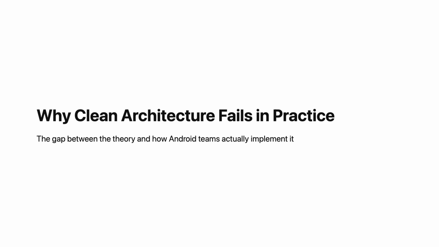If you have been in Android development for more than a year, you have almost certainly encountered clean architecture. It is everywhere: tutorials, conference talks, blog posts, GitHub samples. The promise is beautiful: separation of concerns, testability, independence from frameworks. And honestly, the theory is solid. Uncle Bob's original ideas make a lot of sense.